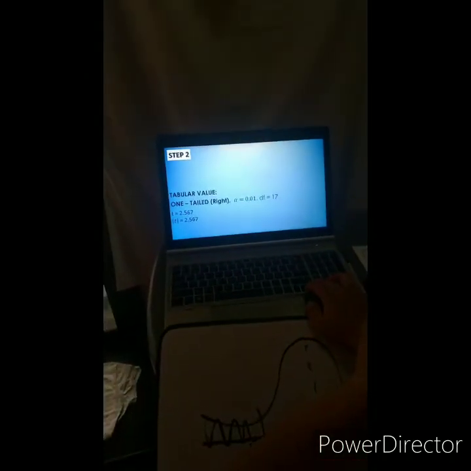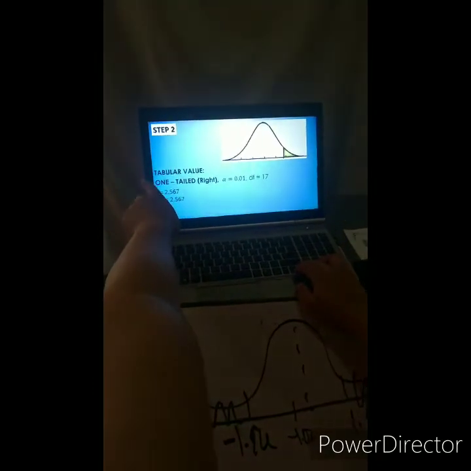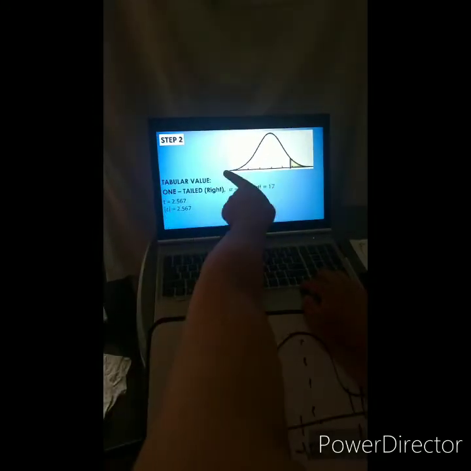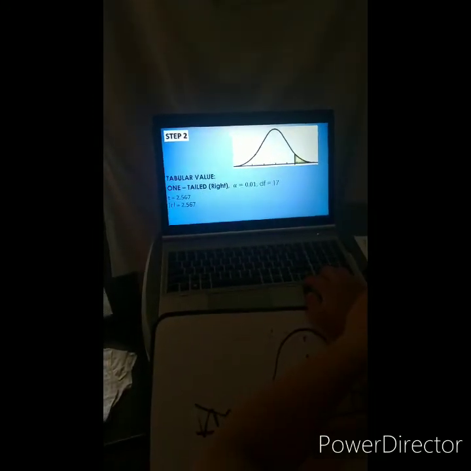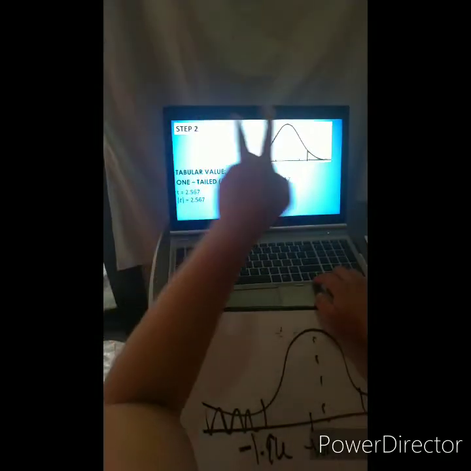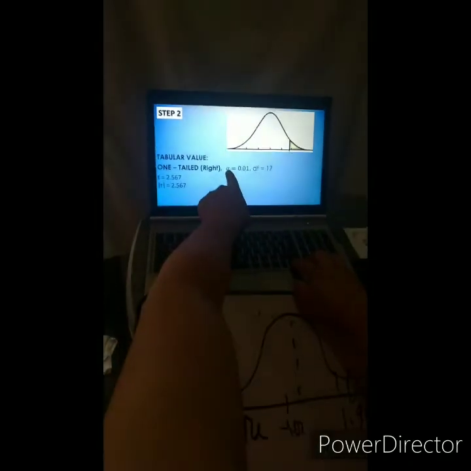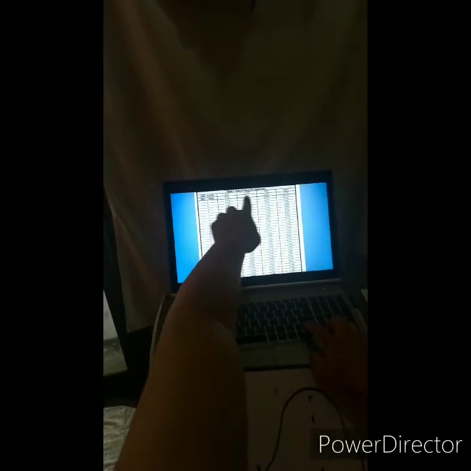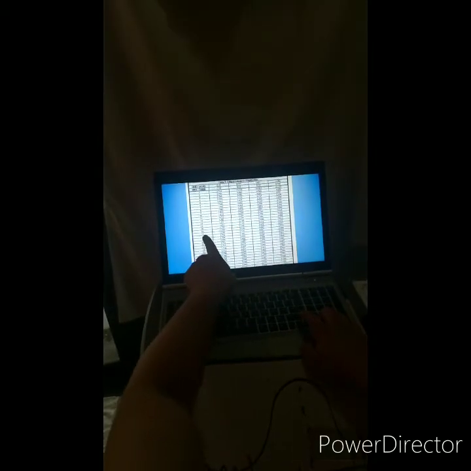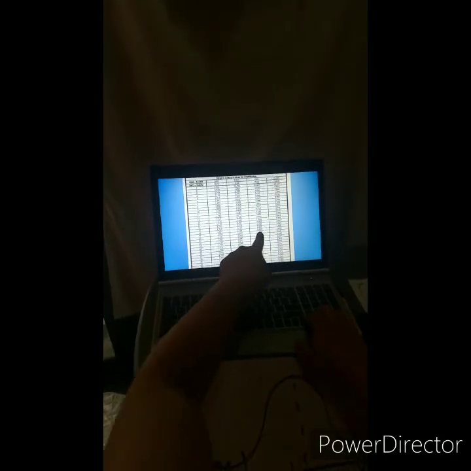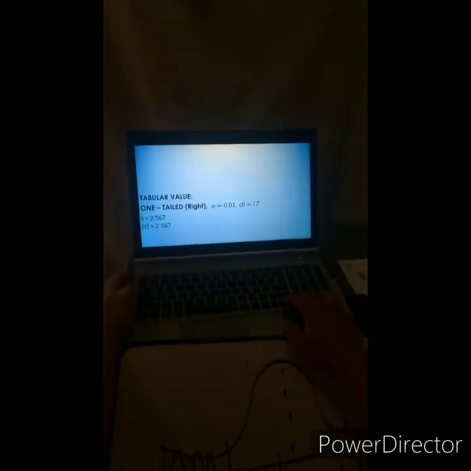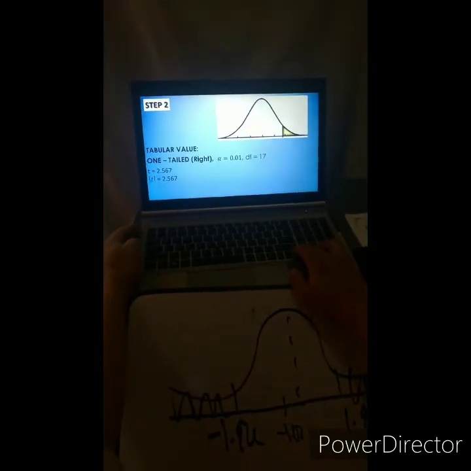So step 2, let's draw it and then identify. This is your normal curve. How do you identify the t value that we are going to use? The significance level is 0.01, df is 17. Let's go back to the table. 0.01, one-tailed. We use one-tailed. And then 17. So we can use 2.567. Let's check. It's 2.567. So that is the t value that we are going to use. That's step 2.